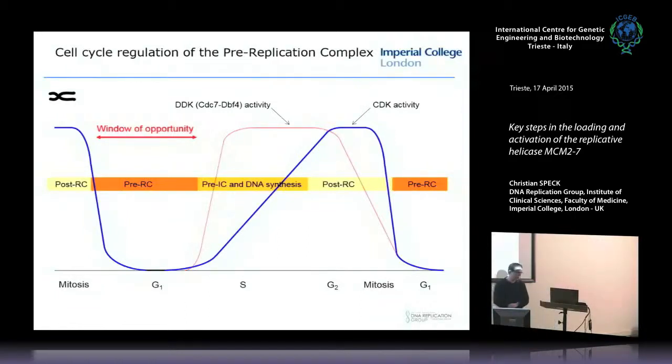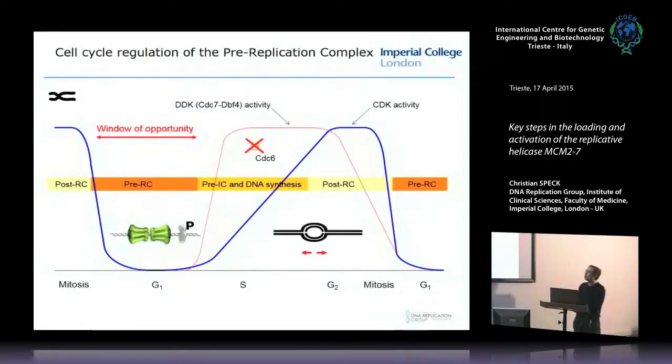So how is this regulated in the cell cycle? During mitosis, you have a high CDK activity, and that is actually suppressing the loading of the helicase. Only in G1 phase do you have a window of opportunity with low CDK activity, and this is where you form those pre-RC complexes. Then during the G1/S transition, you start to increase CDK activity, and this readily phosphorylates the origin recognition complex and also leads to phosphorylation and degradation of the CDC6 protein. With that, you make sure that once you start to replicate DNA, you do not load the helicase again on top of DNA that has been already replicated, otherwise you would get re-replication.